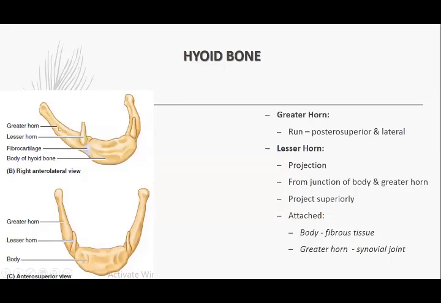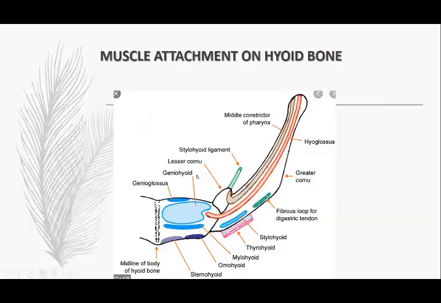Greater horn you can see runs posteriorly, arising from the lateral part of the body of the hyoid bone, कह लें, या junction of the body and greater horn में से this projection which is called the lesser horn, ठीक है? This projects superiorly, and obviously it is attached to both the greater horn and to the body of the hyoid bone.